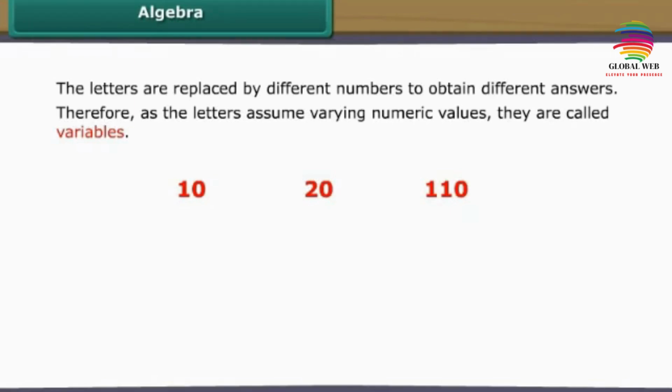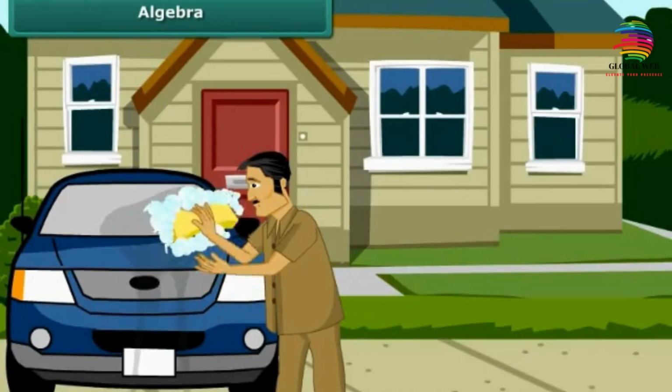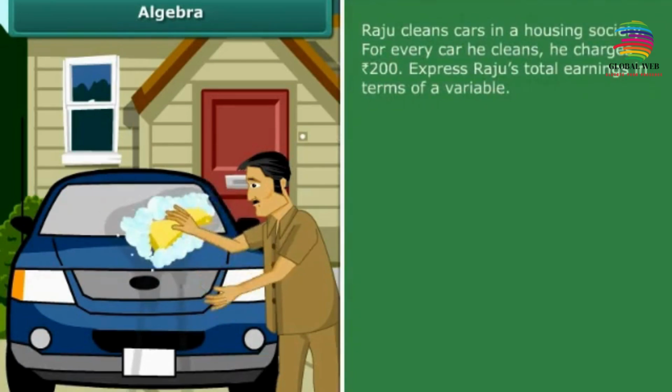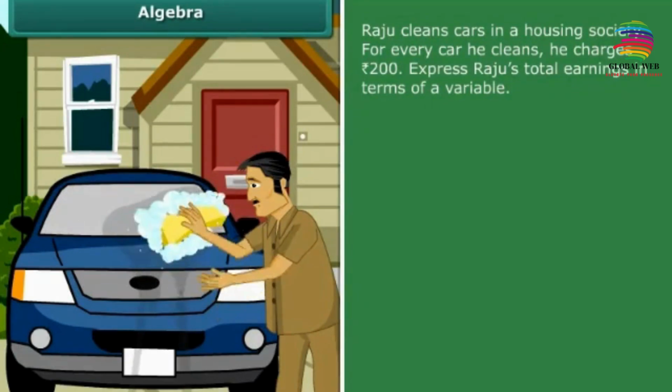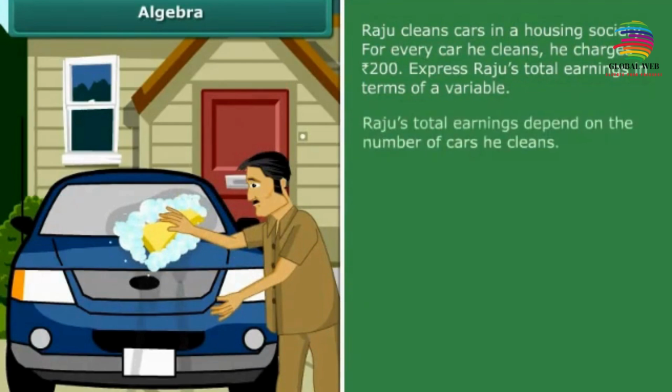Let us look at some more real-life situations in which algebra is used. Raju cleans cars in a housing society. For every car he cleans, he charges 200 rupees. Express Raju's total earnings in terms of a variable. Raju's total earnings depend on the number of cars he cleans.